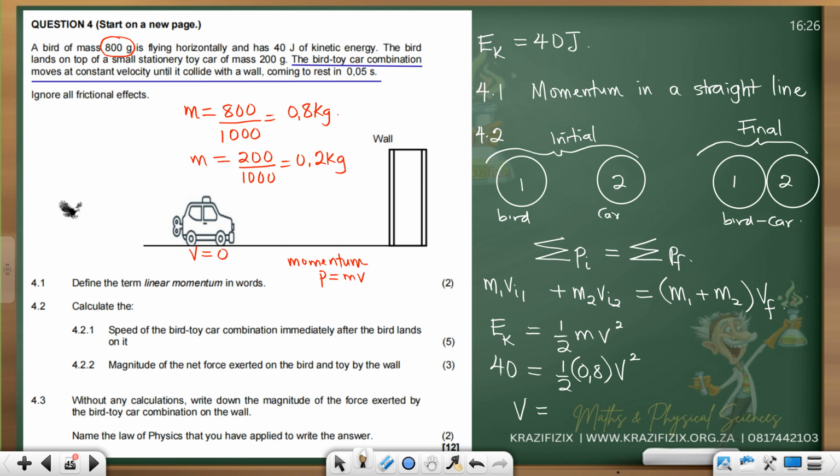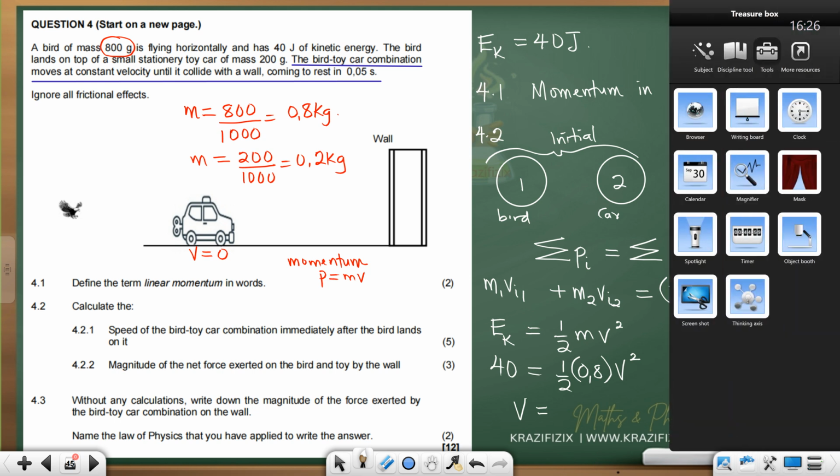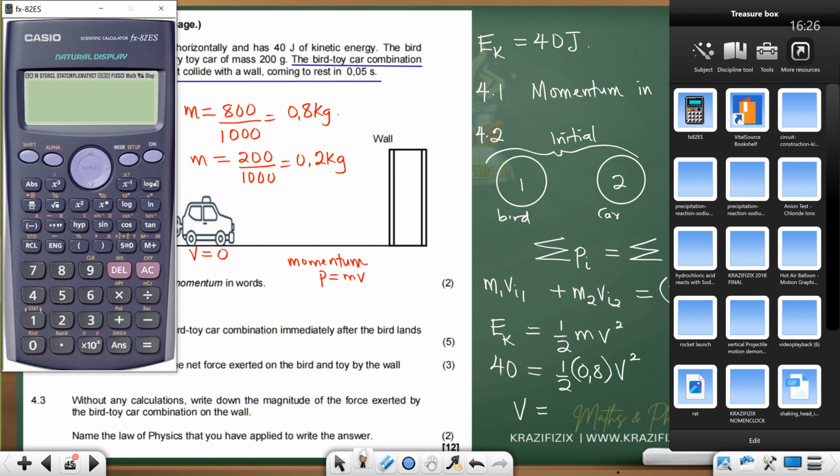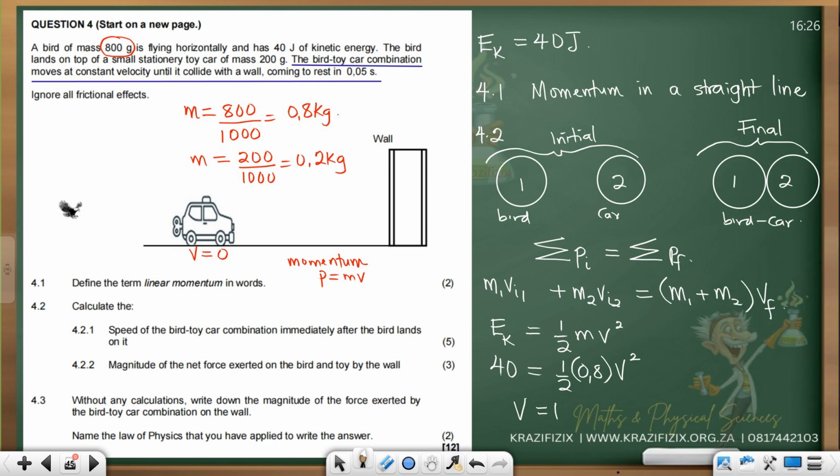So what do we do? If we multiply, that would be 80. So 40, or so. I'm not sure what you did there, Lusanda. There are two ways of doing that. You can say half times 0.8, which will be 0.4. Then you say 40 divided by 0.4, that gives you 100. And then you find the square root of 100. So I believe the answer is 10. Are we on the same page?